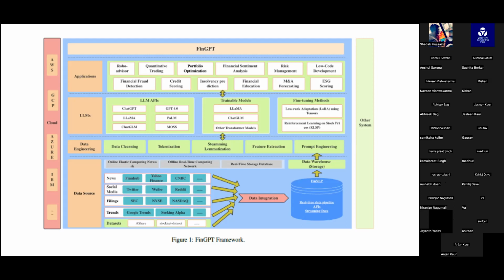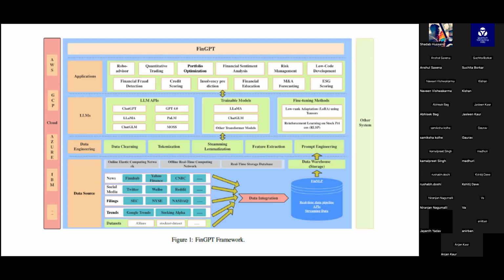So various kinds of applications that we are looking at are robo-advisor, quantitative trading. We are looking at ESG scoring. We are looking at financial education, credit scoring. So these are the host of applications that we can look at. Now, why I've used this particular framework, this is a typical generative AI or ChatGPT type of network that we are looking at.